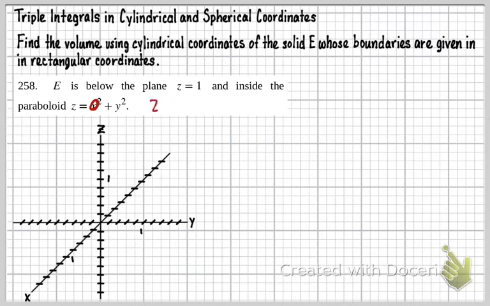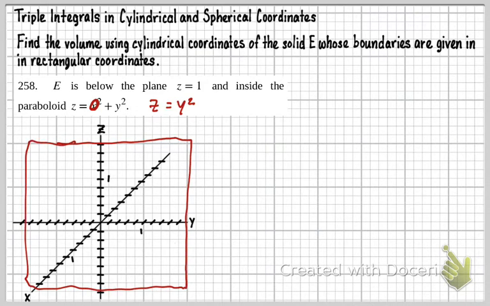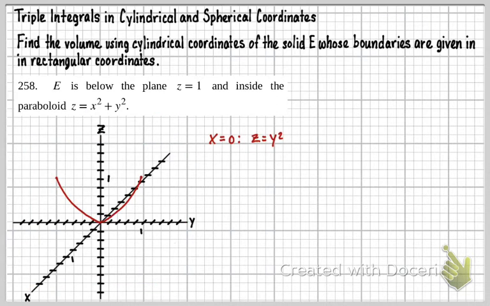And this is going to give me z equals y squared. So this is actually a parabola. Now keep in mind here, if x is 0, that means I will be here on the YZ plane. So that would be the parabola we see.